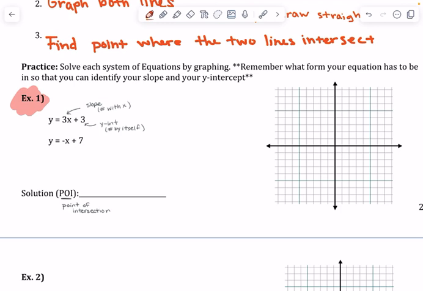So just as a reminder, as we look at example 1 here, the slope in your equation, as long as it's solved for y, is the number with the x, and then your y-intercept is the number by itself without the x. So in your first equation, since it is solved for y, we've got y equals 3x plus 3, so we're going to start at your y-intercept of positive 3, and positive 3 over 1 slope. So we're going to go up and right. So up 3 over 1.